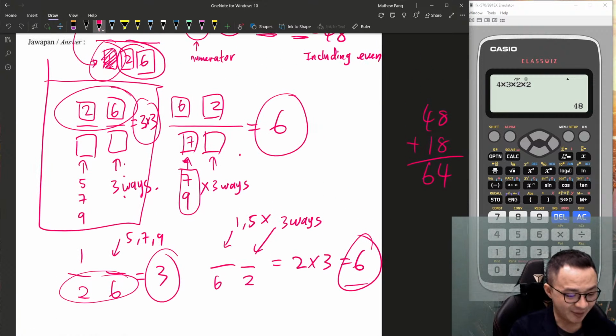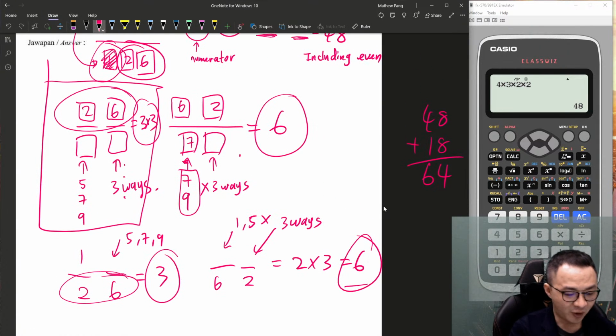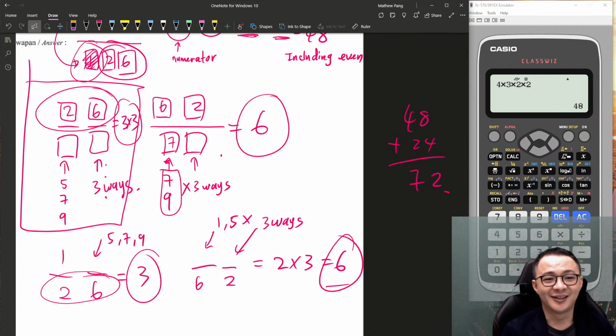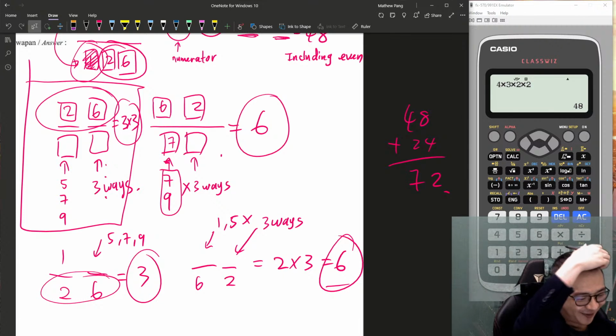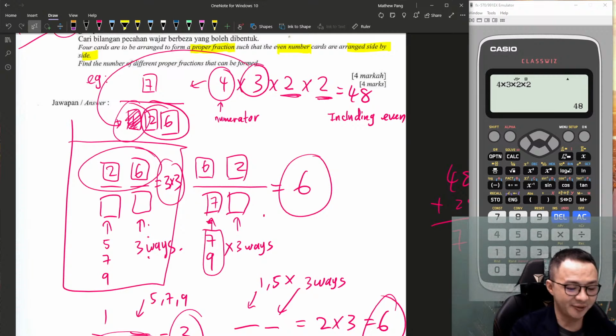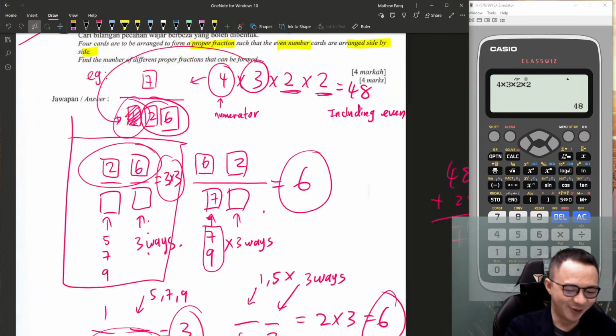Do I still make any other mistake? No, right? So 12 plus 12 is 24. Yeah, it's 24. So the answer is 72. Yes, correct. Thanks to Chris for actually figuring out my mistake. I realized I made a mistake because for a proper fraction, the denominator must be bigger than the numerator. First row 2, 6. First digit must be greater than 2. Thanks for that. This is how you do this kind of question.